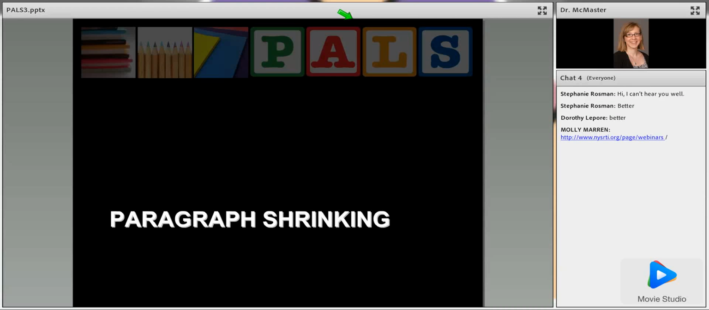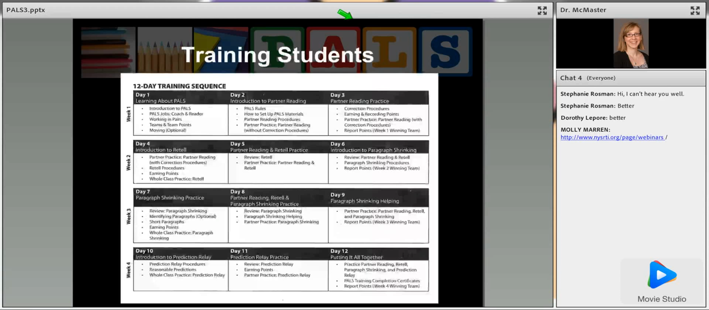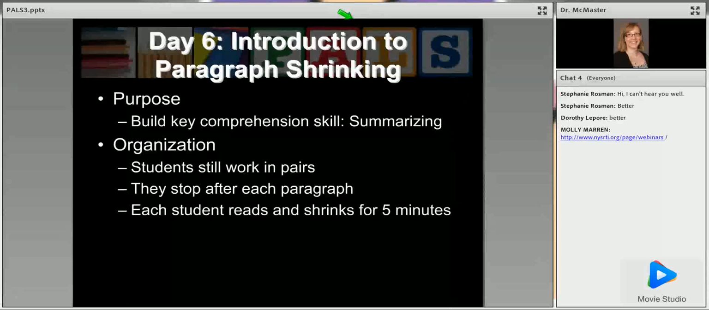But now we will turn to paragraph shrinking, which is the third PALS activity. And just to bring us back to our training sequence, over the last session, we covered days 1 through 5. And today we'll continue with the rest of the days in the sequence, starting with day 6. This is where you would be introducing paragraph shrinking to your students. First, review partner reading and retell, and then you would show them the paragraph shrinking procedures. So on day 6, we introduce students to paragraph shrinking, whose purpose is to build the key comprehension skill of summarizing the main idea of paragraphs.